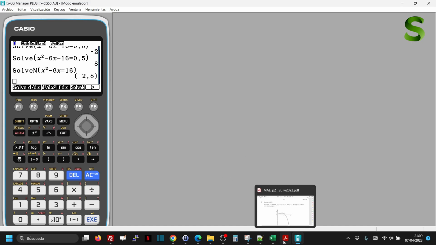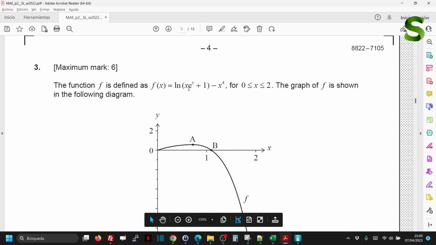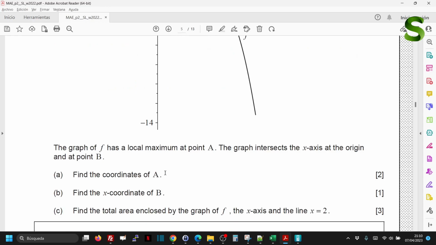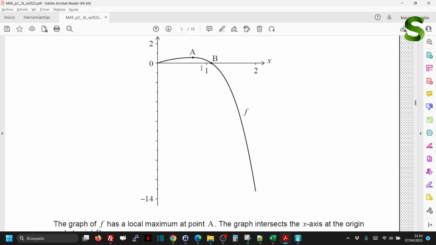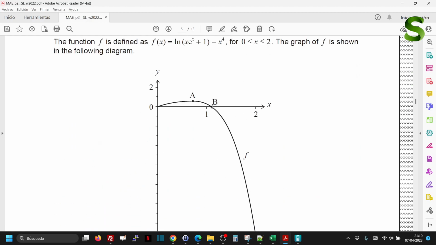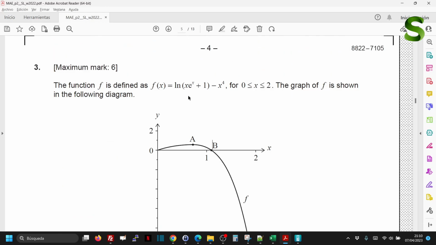So imagine a more complicated solution. I've got this question from a very recent exam, and basically I have this equation with logarithms. I have it drawn here. Question A says find the coordinates of A, which is a maximum, so you have to do the derivative. Question B says find the coordinates of B, which is the cutting point of the x-axis. So it's equals 0. So basically I have to solve this logarithm equals 0.